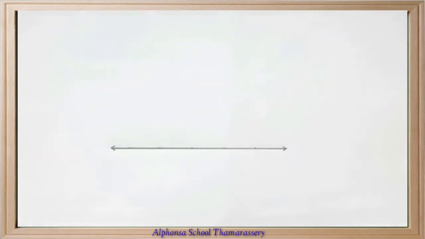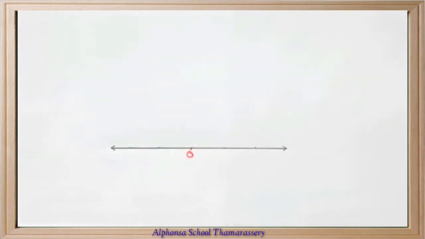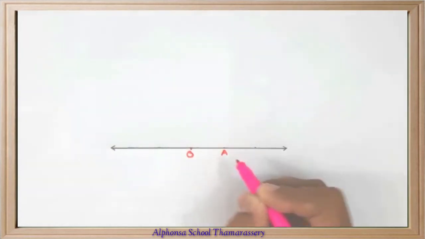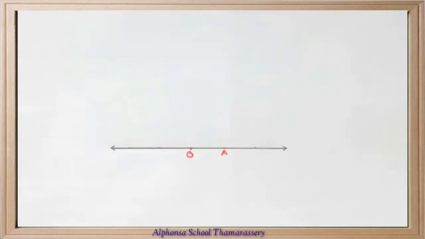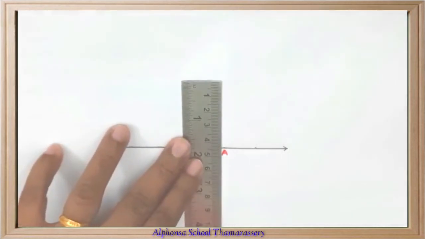First, draw a number line and mark a point O, representing 0 on it. Suppose point A represents 1. So, OA is equal to 1 unit. Now, draw perpendicular AX at A on the number line.